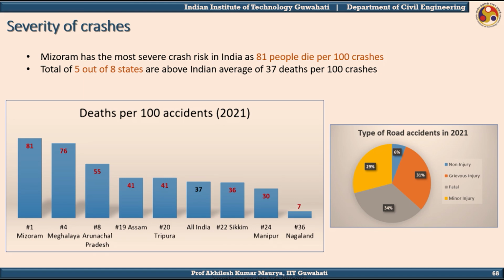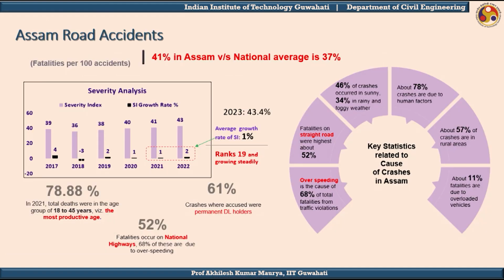Next slide, this is about grievous injury and fatality. You see that they are 1/3, 1/3, 1/3: serious injury, fatality, and non-injuries share equally, and this is a kind of severity level. The national average is 37, but most of the northeastern states might have a higher than the national average in terms of deaths per 100 accidents. So this is the region where accidents happen.